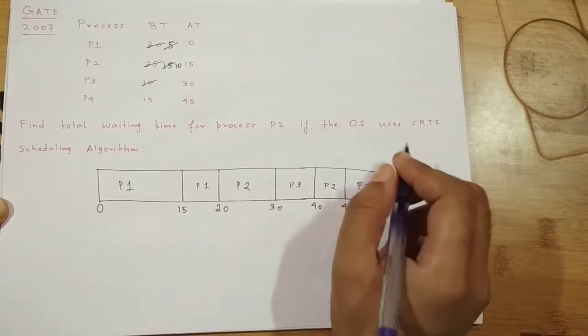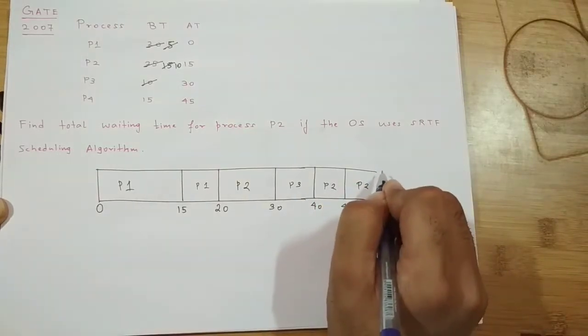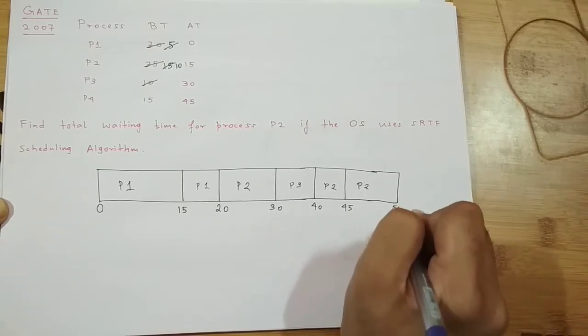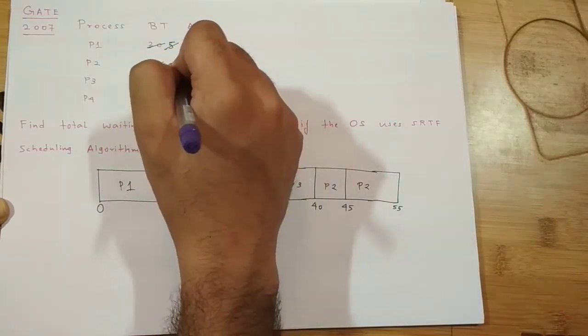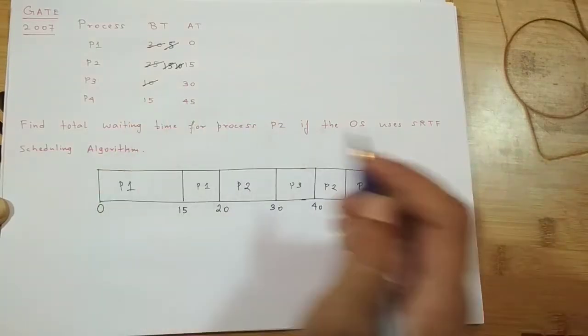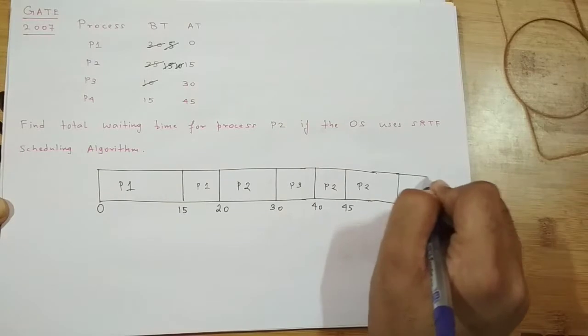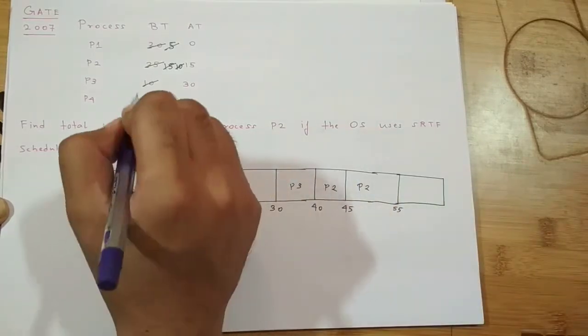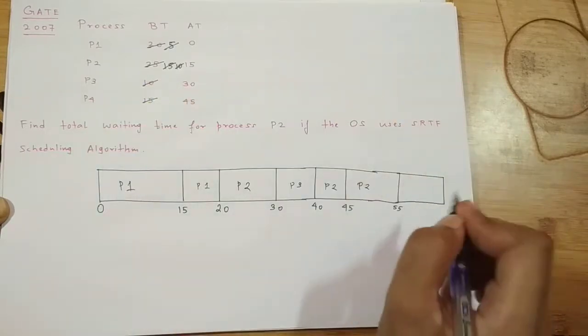So it will continue with the CPU for how long? It will continue for 10 more units. So it will give up the CPU at 55th unit of time, completing its burst time and leaving the system. Finally, P4, since it is the only process left in the system, will run for the remaining duration of its burst time, that is 15 units, and leave the system.